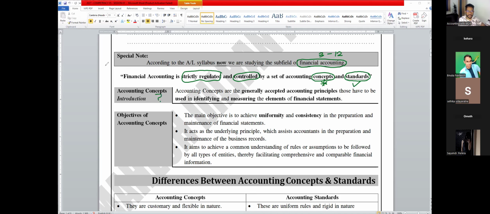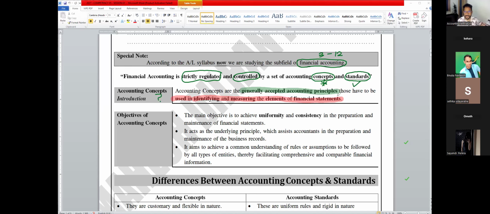Then highlight, if I have a highlighter, highlight it like this way. Highlight this. Accounting concepts are the generally accepted accounting principles. Highlight: generally accepted accounting principles. Those have to be highlighted, used in identifying and measuring the elements of financial statements. Right? Something very important and powerful.